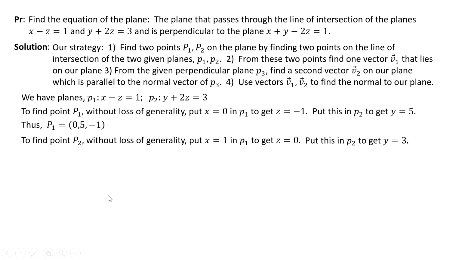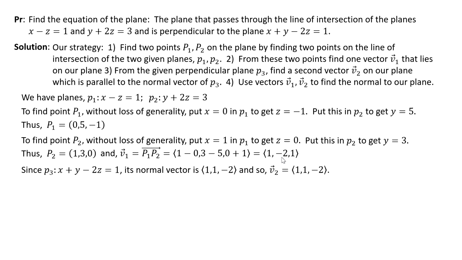So this gives us (1, 3, 0) for P2. And vector v1, as we said, is P1 to P2, and head minus tail gives you vector v1, which is one of the vectors on the plane. Am I boring you guys? I don't know. Okay, please bear with me.